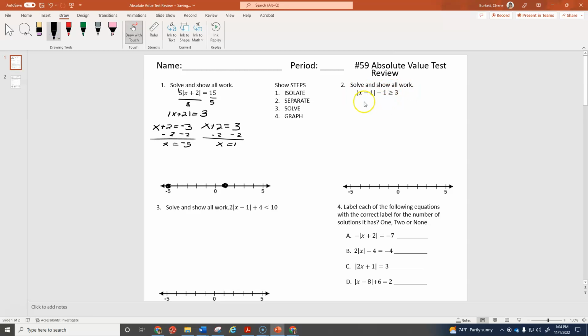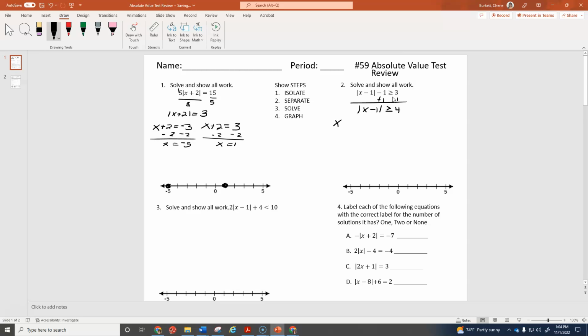Over here, step number 1 says isolate. What do I have to get rid of? I have to get rid of this +1. So absolute value bar, x minus 1, absolute value bar is greater than or equal to 4. I've isolated the absolute value bar.